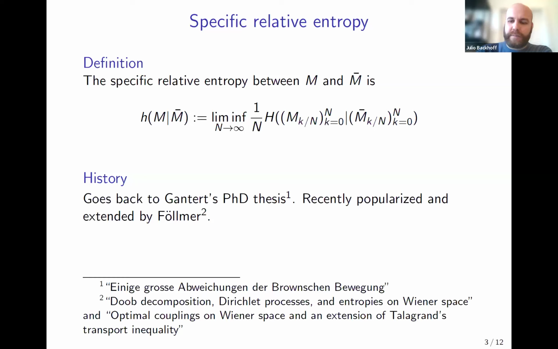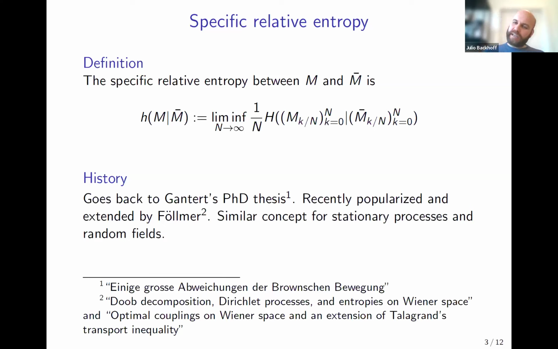Now, to be more precise, this idea of scaling entropies and going to the limit is a more general idea. For instance, I've seen that people apply it when they study stationary processes or random fields. So maybe the concept is much older than 1991, but in the context of continuous martingales, there is no question that this goes to Ganter's PhD thesis.